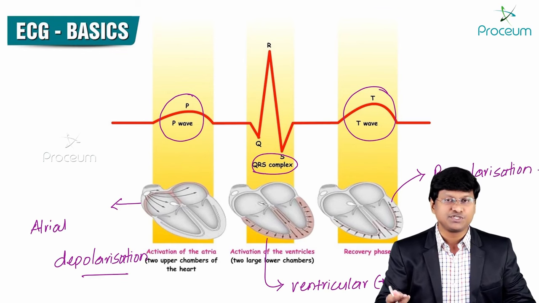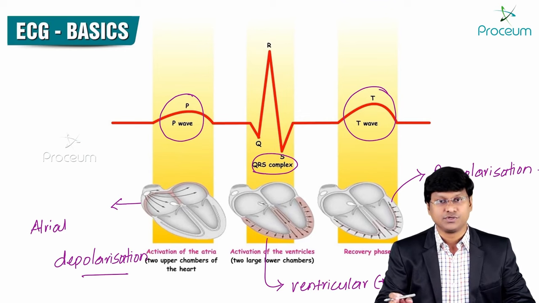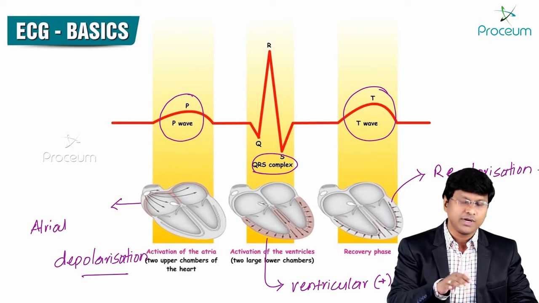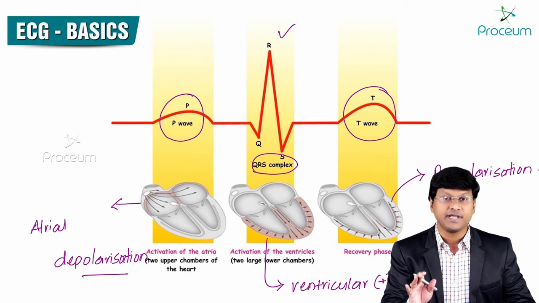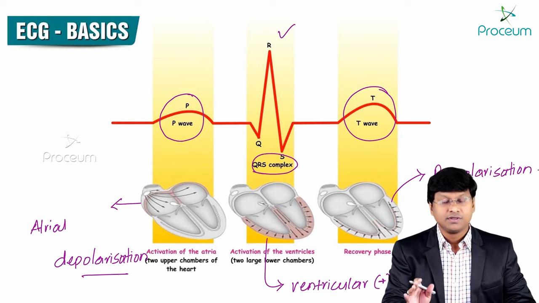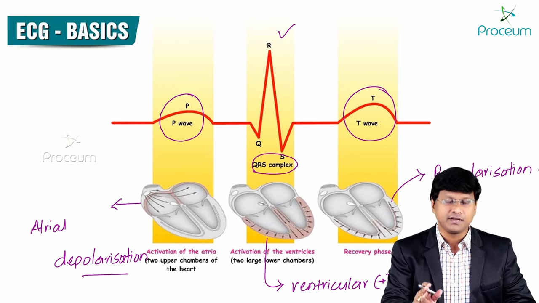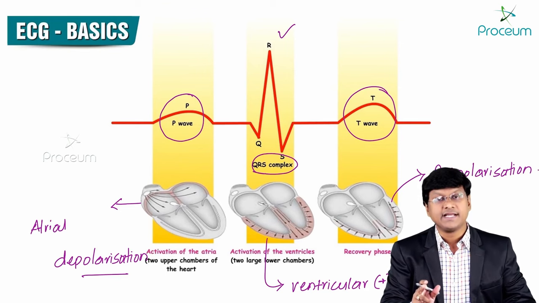Remember, the voltage produced due to atrial repolarization is very small, less than 100 millivolts. And because the potential generated due to atrial repolarization is so small, it is overlapped by the QRS complex. So you don't have a separate wave for atrial repolarization. To summarize, the P wave is due to atrial depolarization, the QRS complex is due to ventricular depolarization, and the T wave is due to ventricular repolarization.